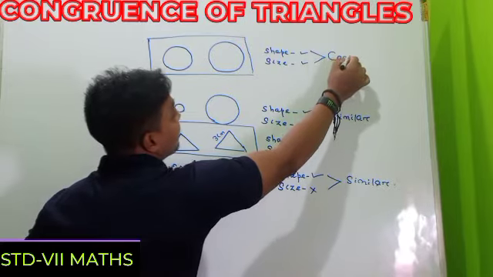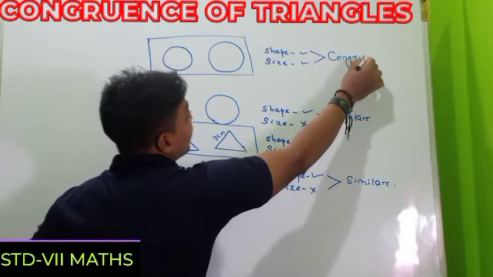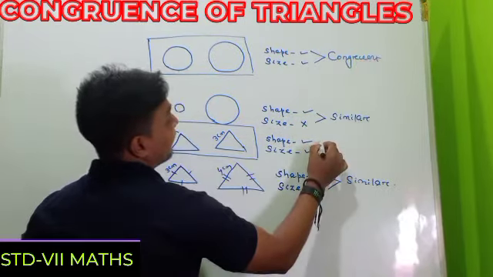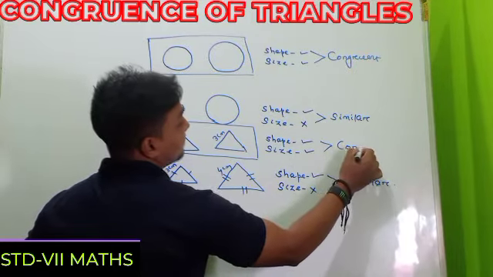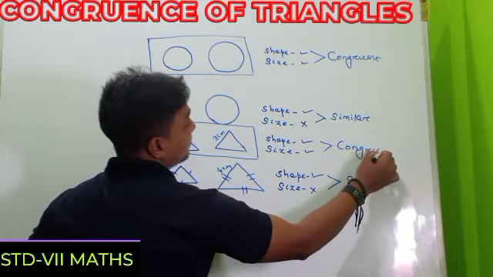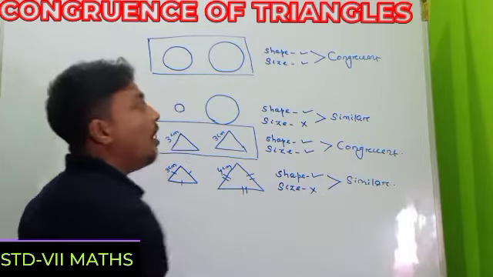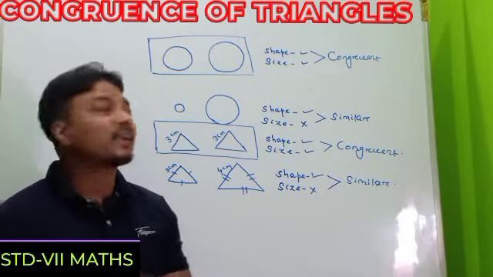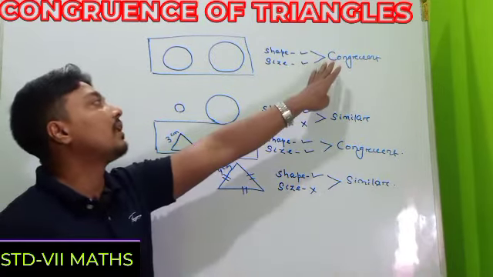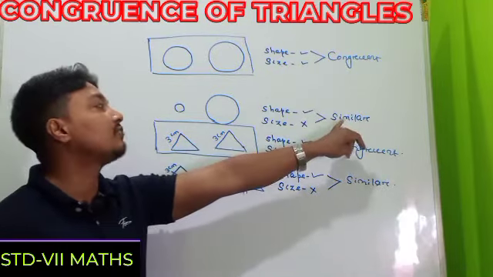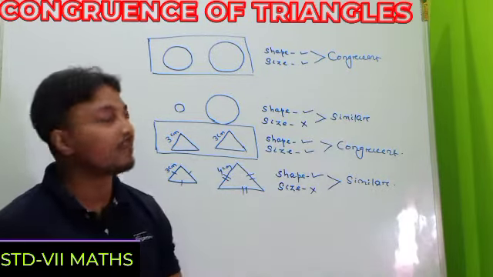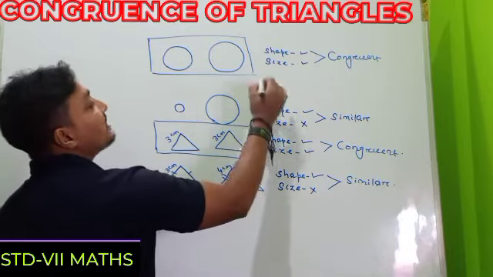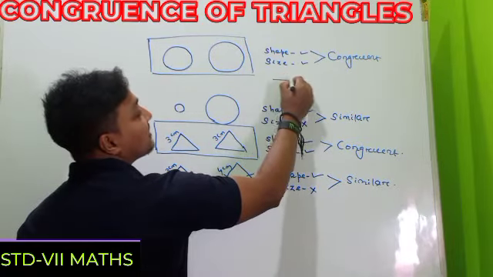Remember, here it is congruent and here it is also congruent. Understood perfectly? Now we will learn about congruence. In the higher class we will get to learn about similarity. Remember, symbolically the congruent can be written just like this.